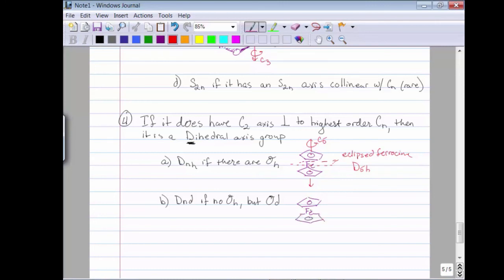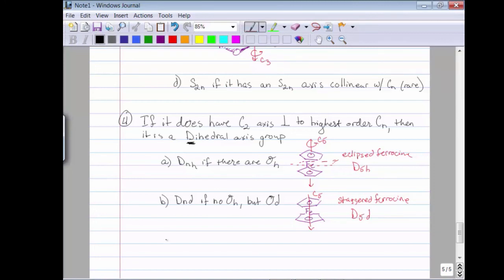And again, here's your principal axis. It's C5. But now you don't have a mirror plane, a horizontal mirror plane where I had drawn before, because the cyclopentadienyl anions don't reflect on each other. But there is a mirror plane basically collinear with that C5 axis. So this one is staggered. This one is D5d.